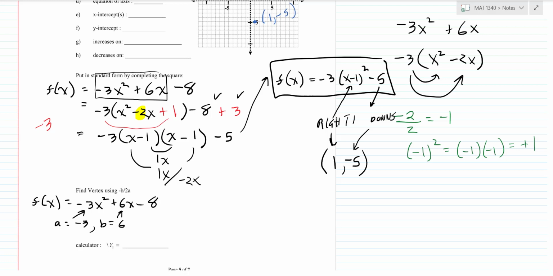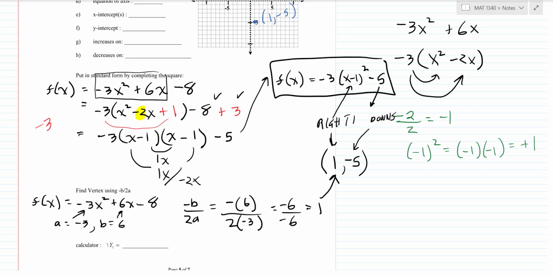Okay, so write down negative b over 2a. That's how you find the x value of the vertex. So we would have negative of b. B is 6. Then you'd have 2 times a. A is negative 3. That's going to give you negative 6 over negative 6, which is what? 1. Is that what we got when we did completing the square? Yes. See, it's easier. If you do it that way, you can do that real fast. Okay, so we got that.